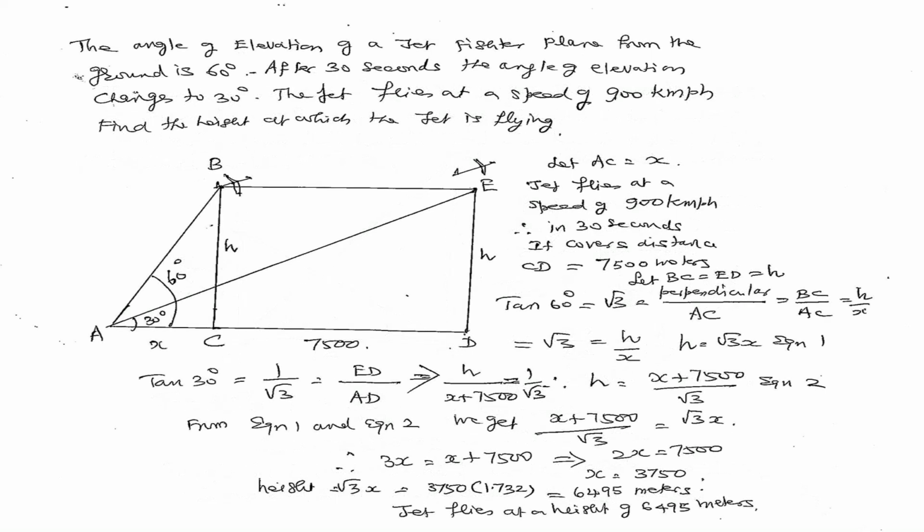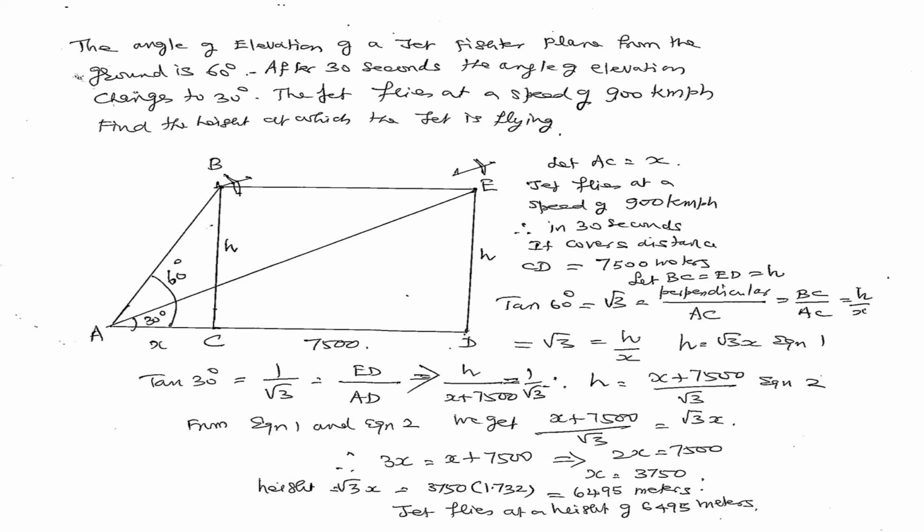Next slide. The angle of elevation of a jet fighter plane from the ground is 60 degrees. After 30 seconds, the angle of elevation changes to 30 degrees. The jet flies at a speed of 900 km per hour. Find the height at which the jet is flying. Now, look at the diagram.